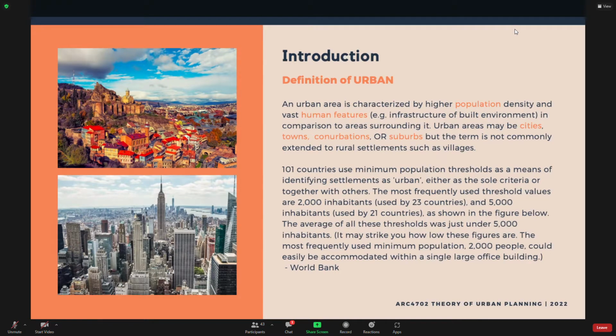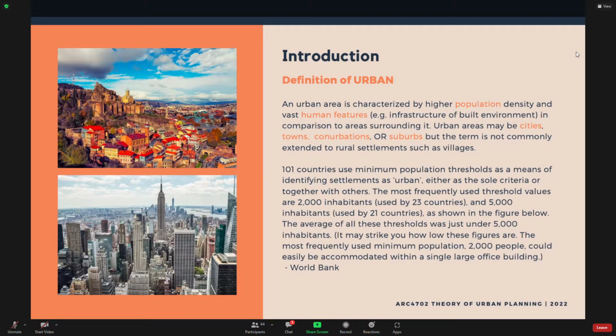When you see the pictures on the left, what do you think? What do you think when you see the above picture compared to the below? Which one is more urbanized? Which one is more urban? The below one. Yes. So all of you agree? Yes. So because of what?